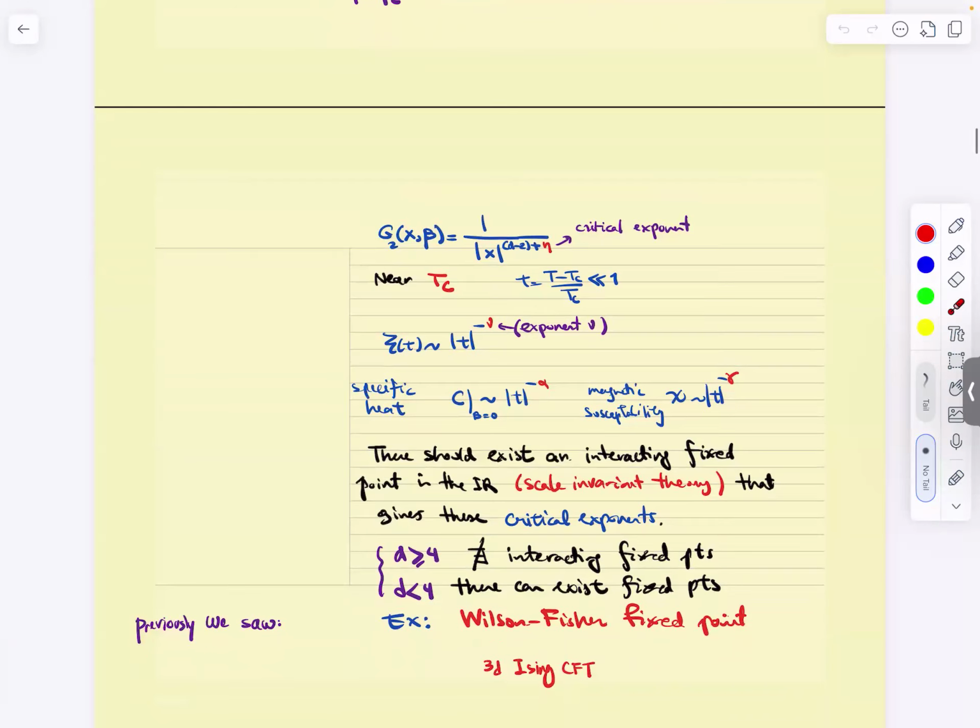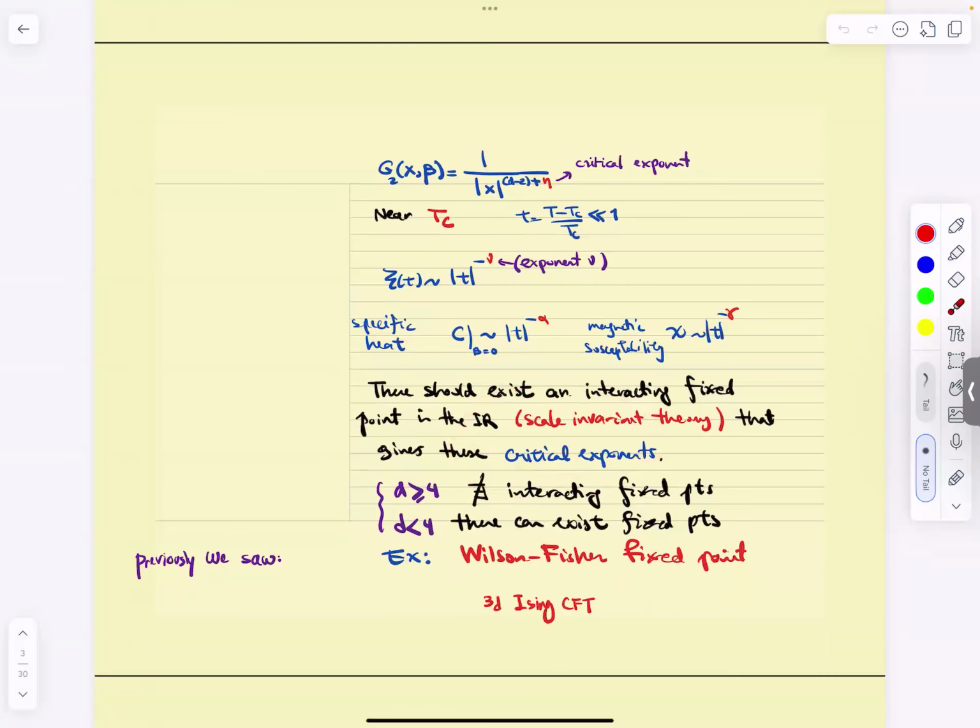Now, imagine you see such a phenomenon in some critical system, and the question is, what is the CFT that describes this theory? Well, if you do see some critical exponents that are not zero, like for example, the two-point function does not scale like a free theory, then you should have an interacting theory. So you should have an interacting fixed point in the infrared that calculates these critical exponents.